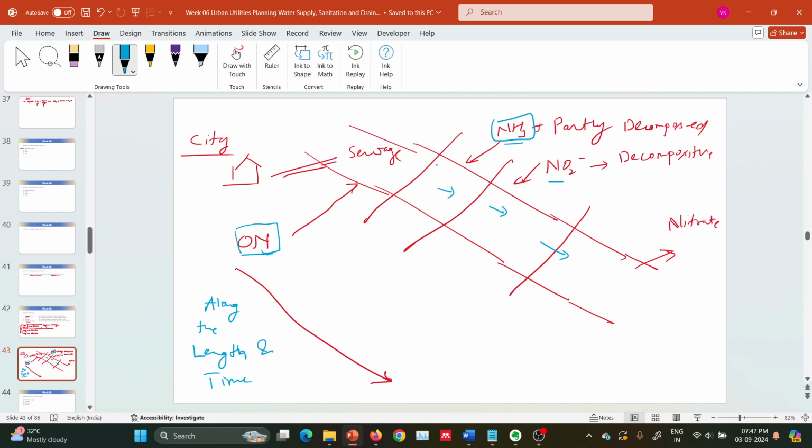So with time, the decomposition of organic matter is going on, and the oxidation of organic matter takes place, and along with it the oxidation of nitrogenous matter is also taking place. The ammonia is then oxidized to nitrite and then nitrate. So nitrate will tell us the organic matter has been decomposed, organic matter is fully degraded.